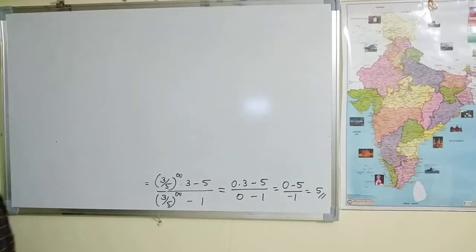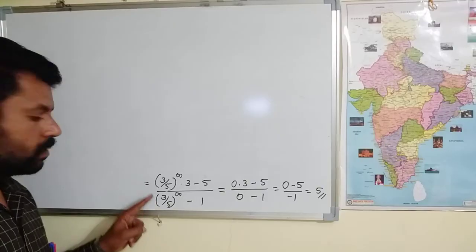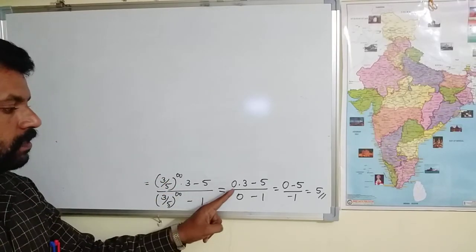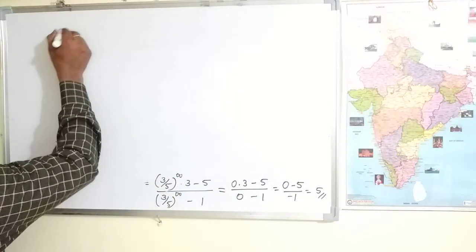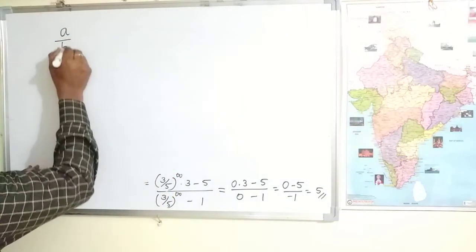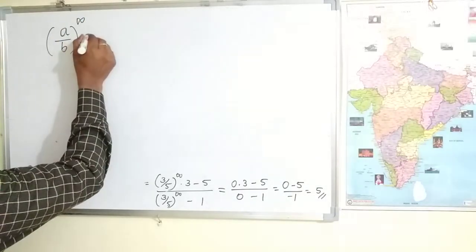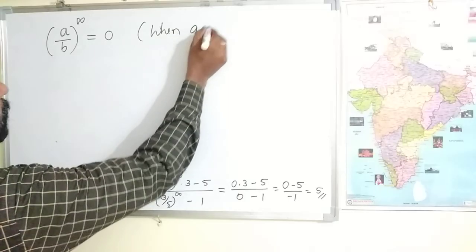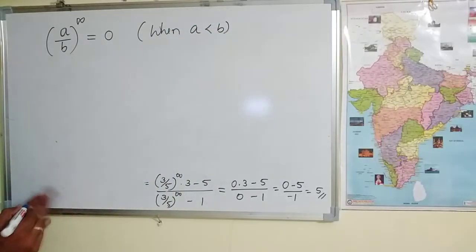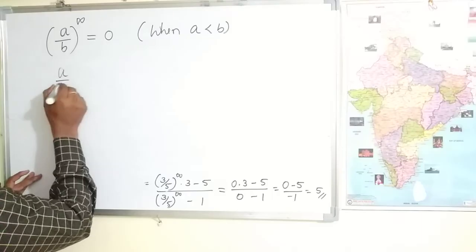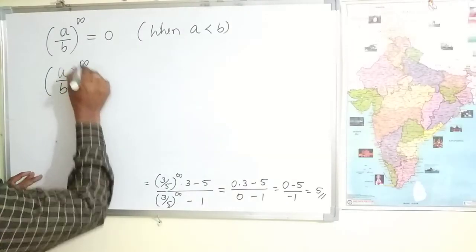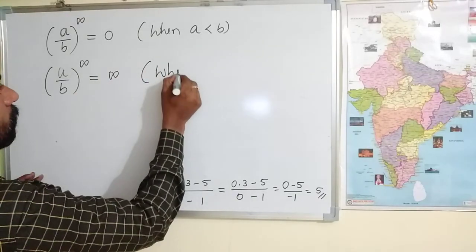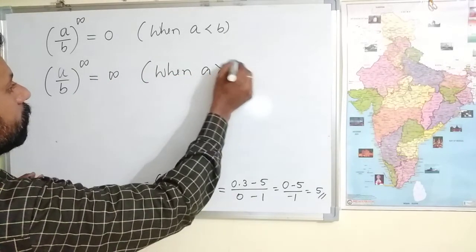Now I explain why I consider 3 divided by 5 whole to the power infinity as 0, because A by B to the power infinity is equal to 0 when A is less than B. In the other condition, A divided by B to the power infinity is equal to infinity when A is greater than B.